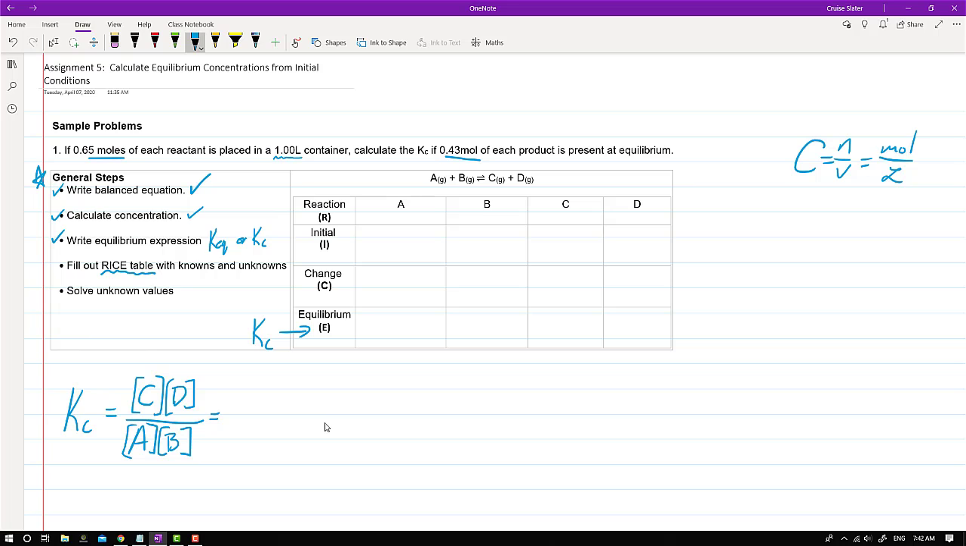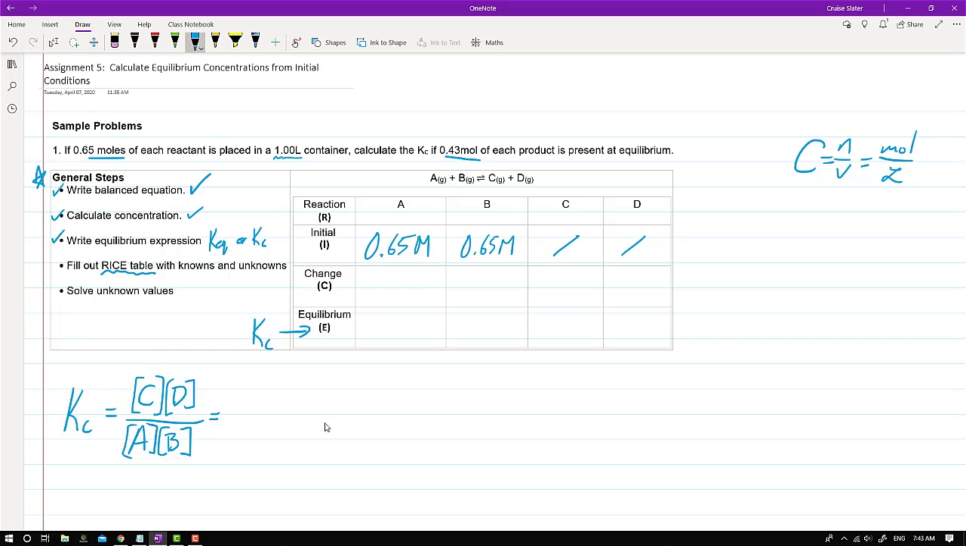Now we're going to fill out the RICE table with knowns and unknowns. Well, we know at the start, each reactant is placed into a 1 liter container, and it's 0.65 moles. So 0.65 moles divided by 1 is going to equal 0.65 molar A and 0.65 molar B. They're placed into a container, so that tells us that there is no C and no D. So those values are 0. Those are my initial concentrations for the system.